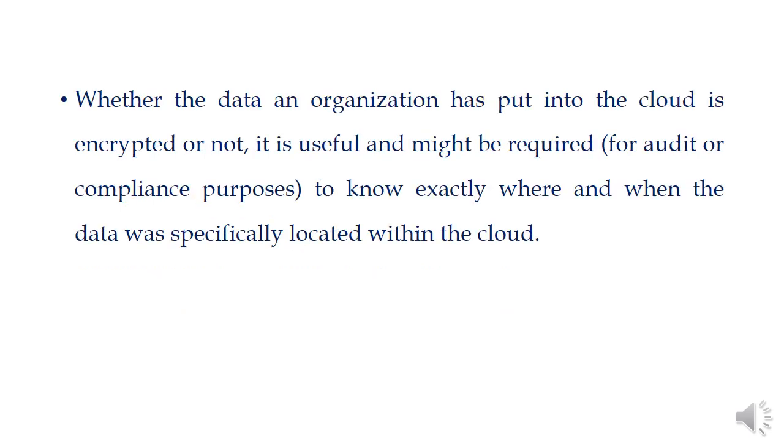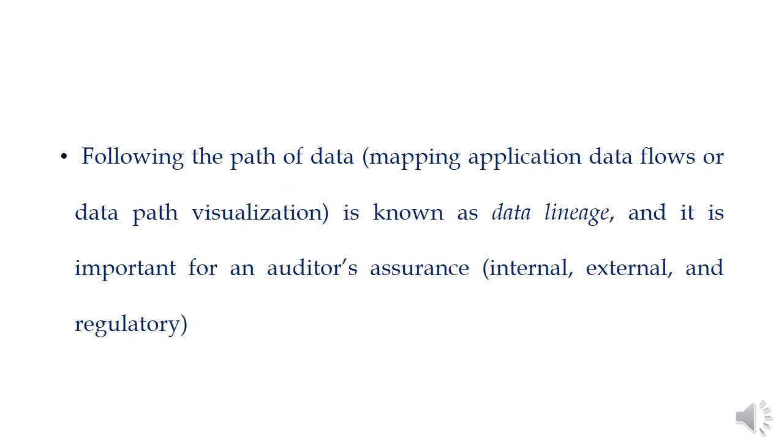Whether the data an organization has put into the cloud is encrypted or not, it is useful and might be required for audit or compliance purposes to know exactly where and when the data was specifically located within the cloud. Following the path of data, mapping application data flows, or data path visualization is known as data lineage, and it is important for auditors' assurance, internal auditing, external auditing, and regulatory compliance.